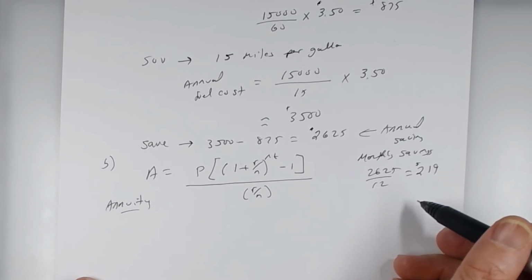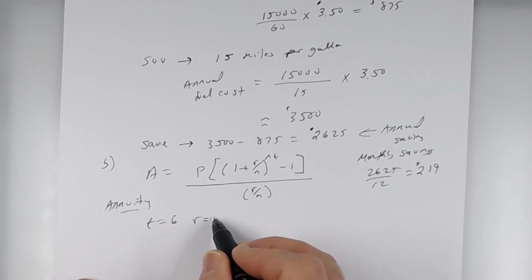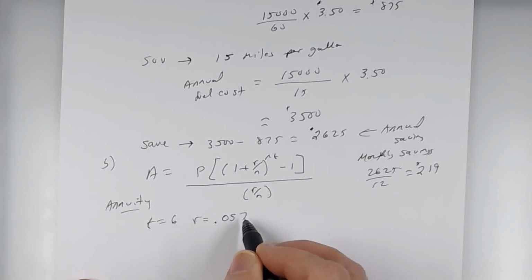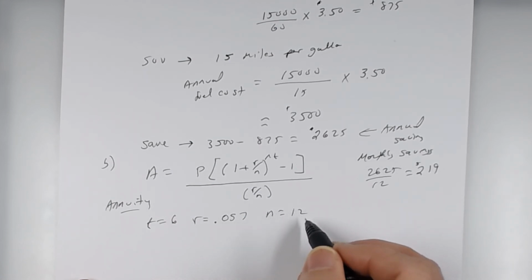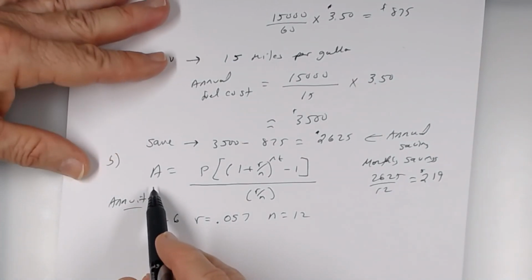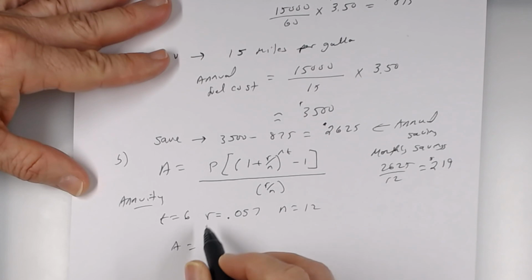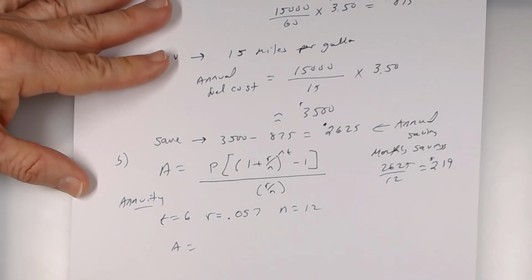Okay? All right, listen carefully. Time is 6, right? What's the interest rate? What's R in this case? 5.7%. What's that as a decimal? 0.057. What's n? 12. And in how many years? Oh, we already said that. That's 6. Okay, so I think we're good with that. All right, so let's find out what my future value is. So A equals P. What is P in this case? Now be careful. Is it 2,625 or is it 219? 219. That's what I'm depositing each month.